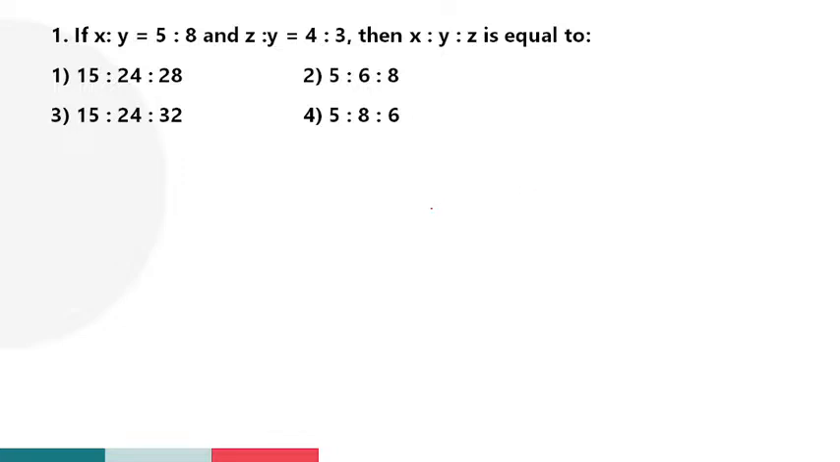Okay, first problem, guys. If x is to y is equal to 5 is to 8 and z is to y is equal to 4 is to 3, then find x is to y is to z. Find the x, y, z values here. It's very dead easy, guys. I will explain the first question, just observe clearly, no issue.